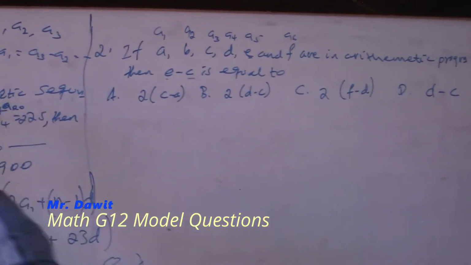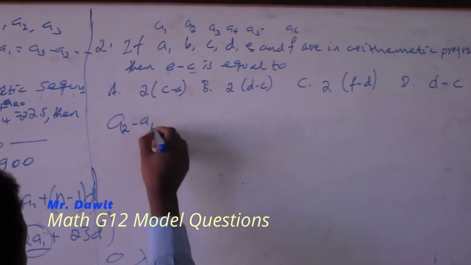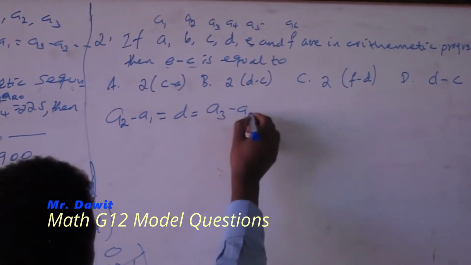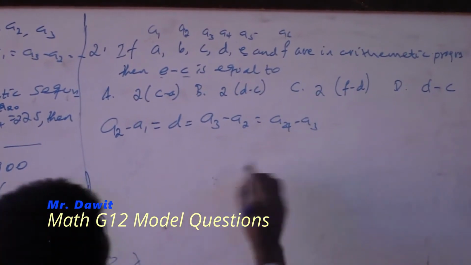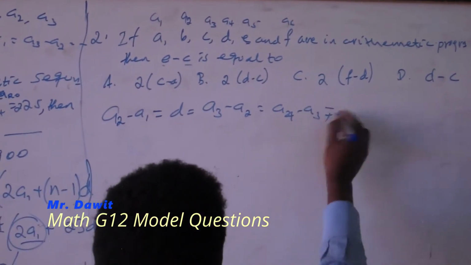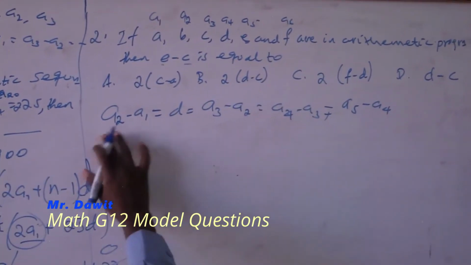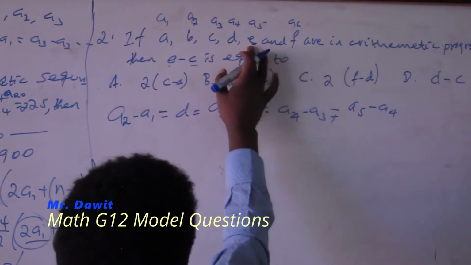By using that arithmetic progression, you know that A2 minus A1 is D, which is equivalent to A3 minus A2, which is A4 minus A3. Again, this is equivalent to A5 minus A4. This is equivalent to what? The common difference in an arithmetic progression. So E is how much?